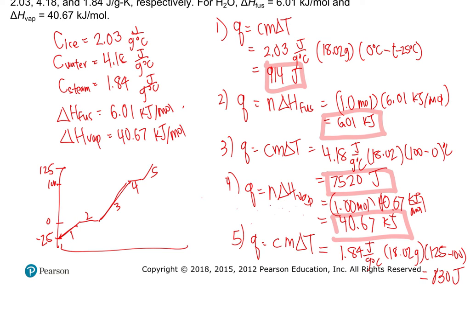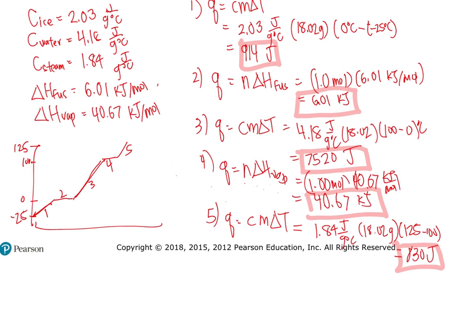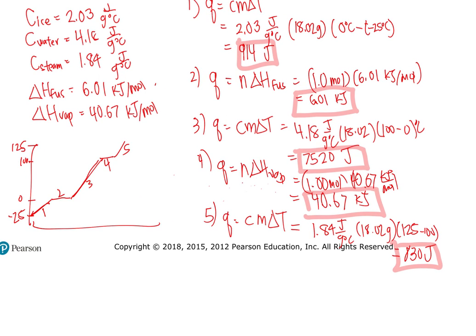So if I want to find out how much energy it takes in total, I need to add them all together. Now notice I'm in joules for some and kilojoules for others. So what we'll want to do is convert each of these joules to kilojoules by dividing by 1,000. So I get 0.914 kilojoules, 7.52 kilojoules, and 0.830 kilojoules.